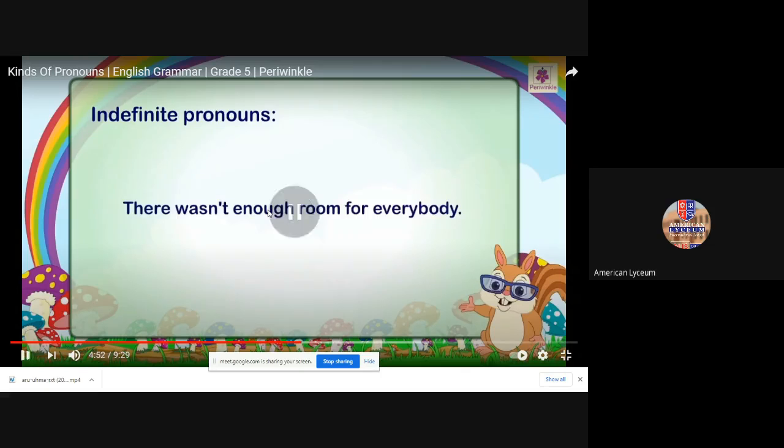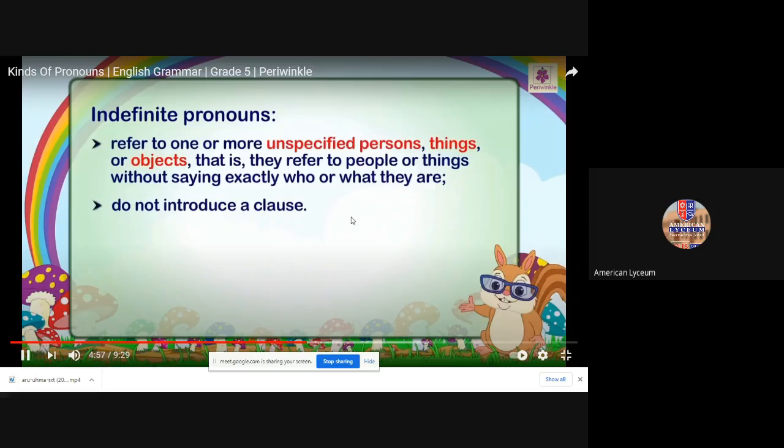Example: There wasn't enough room for everybody. That there wasn't enough room for everyone. So with everybody, we don't know who comes under everybody. We just know all of them. There wasn't enough room for everybody. They do not introduce a clause.